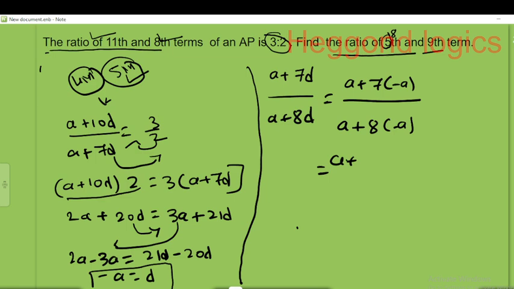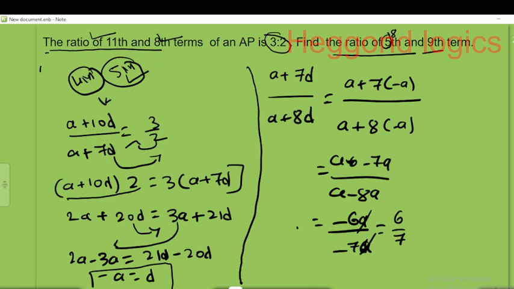7 into a is minus 7a, divided by 8 into minus a is minus 8a, that is equal to a minus 7a is minus 6a by minus 7a. After that a gets cancelled and minus divided by minus is a plus. The ratio of 8th term and 9th term is 6 by 7 or 6:7. 8th term is to 9th term is equal to 6:7.